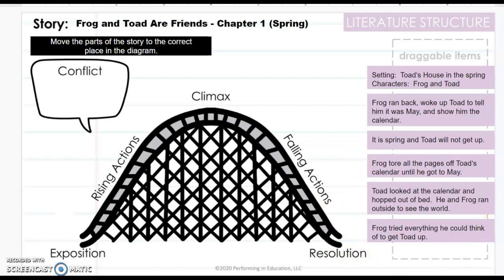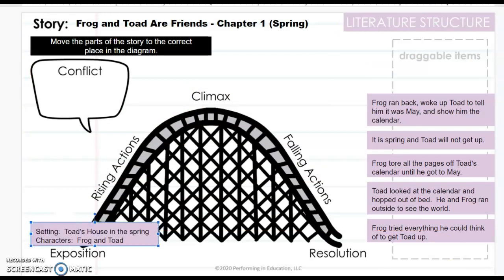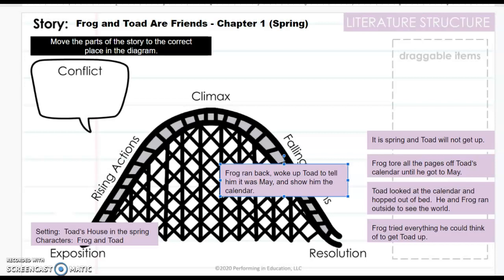So let's see. First one, setting, characters: Toad's house in the spring, and Frog and Toad. Well, this is obviously exposition. So I'm going to pick up this box, and I'm going to drag it down here to exposition. "Frog ran back, woke up Toad to tell him it was May, and show him the calendar." Well, that happened probably over here in falling action. So I'm going to pick up this box and put it over here on top of falling action.